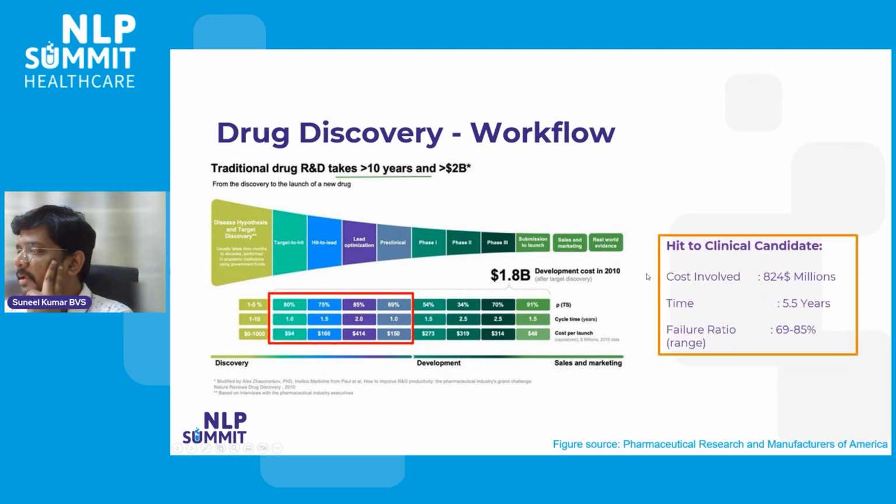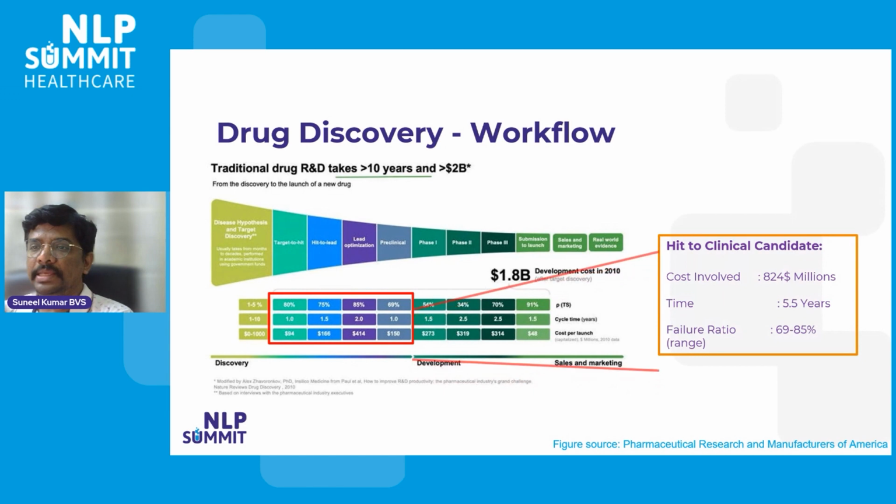Now, if you see hit to clinical candidate, it costs around 842 million dollars and around 5.5 years, and the failure rate is 69 to 85 percent. It means that the success rate is around 30 percent, for translating a compound from lab to market. So after spending this much money, you're not sure that the drug-like candidate will move to the next phase, right? Now, we have a lot of approaches and methods that exist for designing a compound.